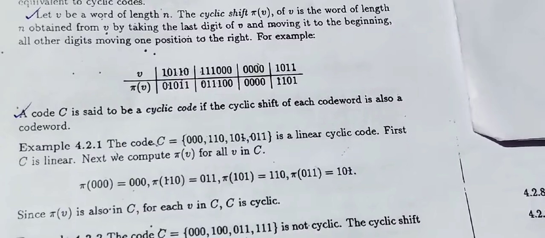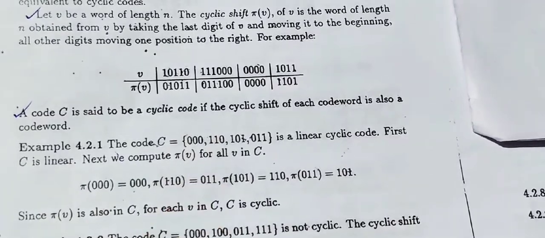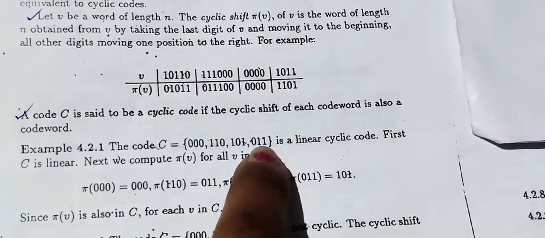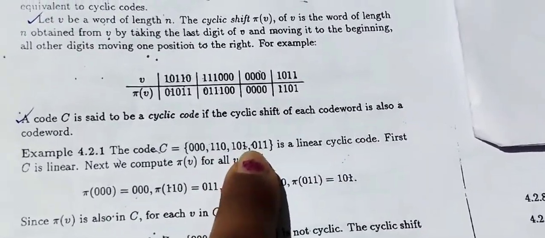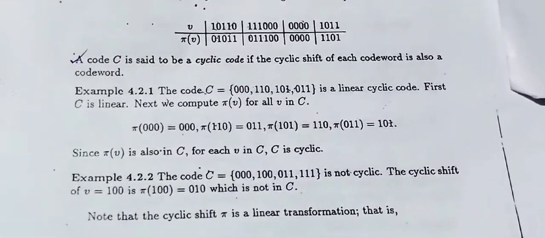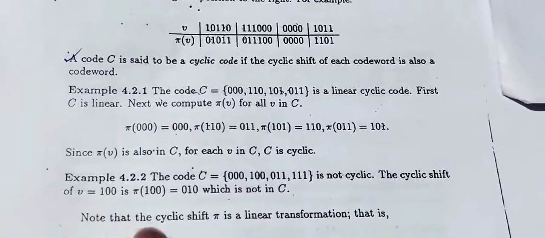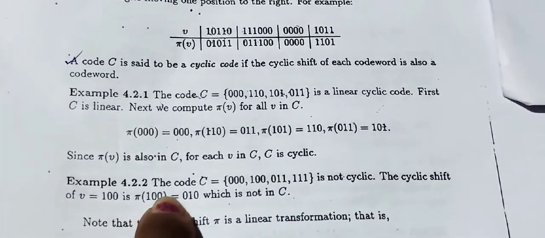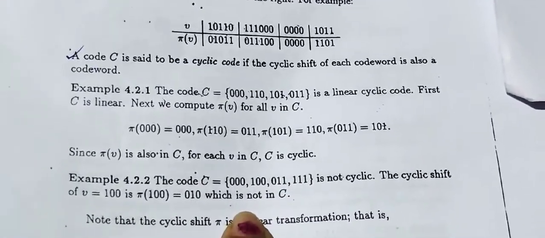Pi of 011 is 101. So again, what are the shifting elements? 000, 011, which is also an element in C, and 110 belongs to the set also, and 101 is also in C. So therefore this C is called a cyclic code. And in example 4.22, discuss here 100. The shifting element of 100 is what? 010, which is not in C. So here we say C is not cyclic.